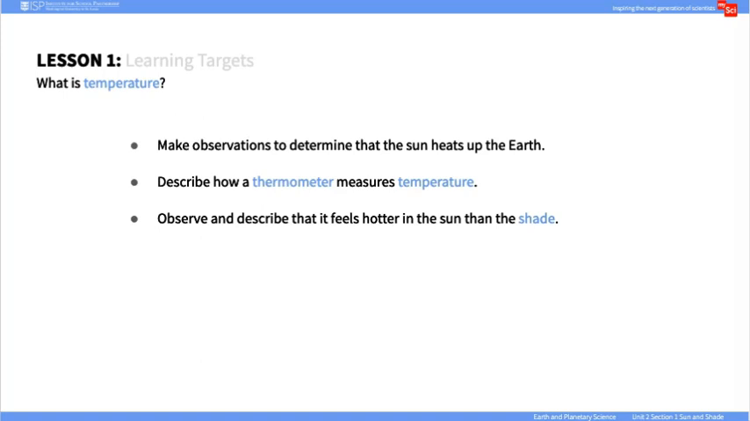By the end of this lesson, students will make observations to determine that the sun heats up the earth, describe how a thermometer measures temperature, and observe and describe that it feels hotter in the sun than in the shade.